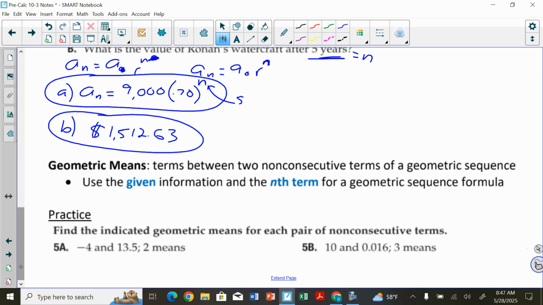All right, geometric means. So terms between two non-consecutive terms of a geometric sequence. Okay, and what we do here, it's kind of like the arithmetic means, it's the terms between two different sequence terms that are not next to each other. So use the given information that you have, find the nth term, and then you can go from there and you can fit it in the middle.